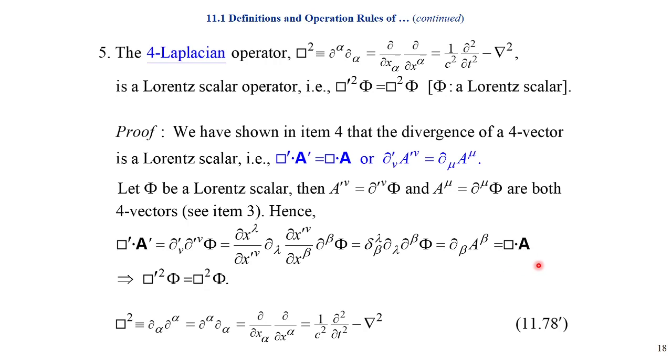In other words, we just substitute A using this property again. We have the Laplacian, the 4-dimensional Laplacian. That's the 4 Laplacian. The 4 Laplacian prime on a Lorentz scalar equals the 4 Laplacian on a Lorentz scalar. Invariant, doesn't change at all. That's item number 5.